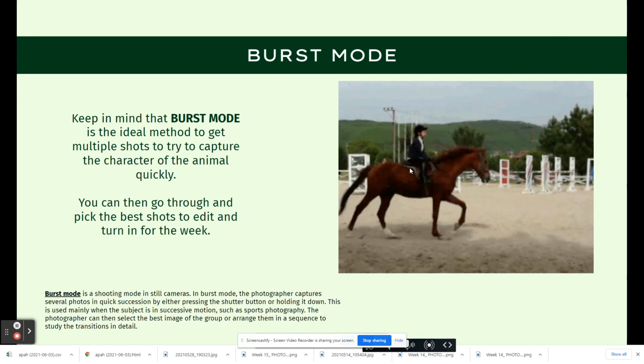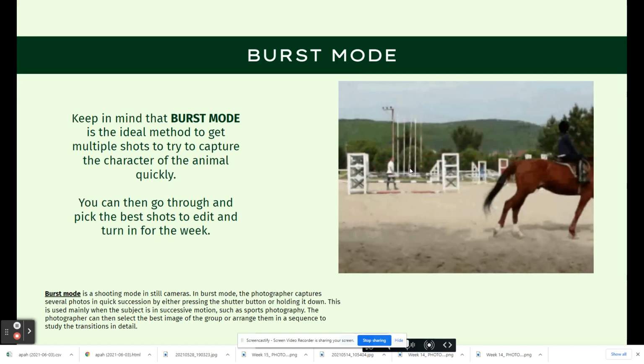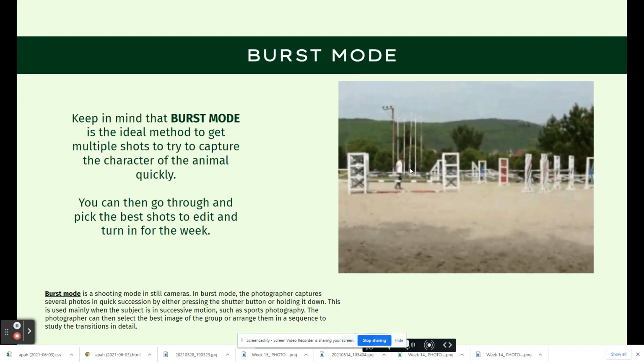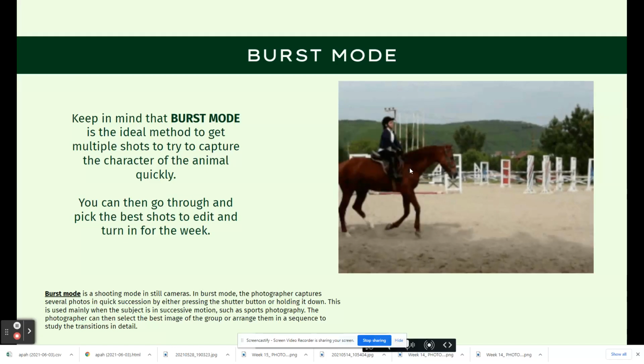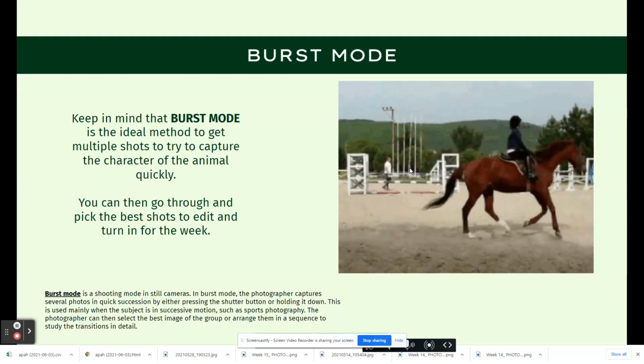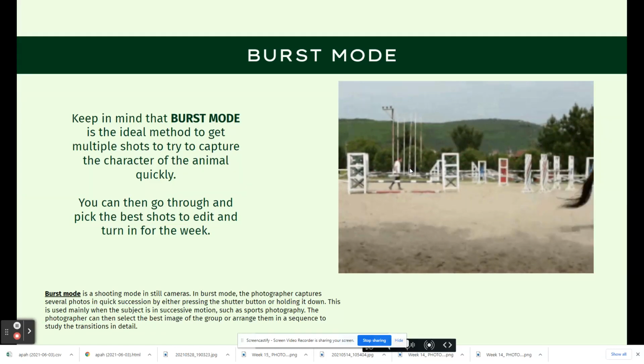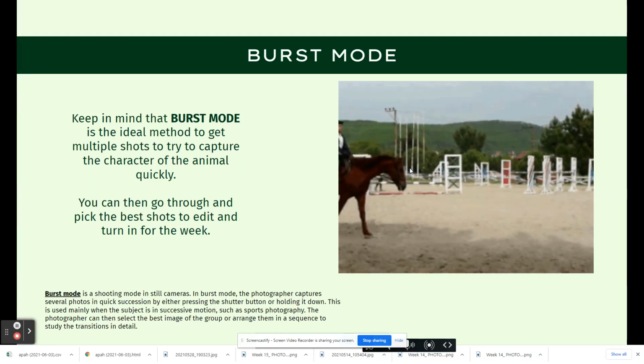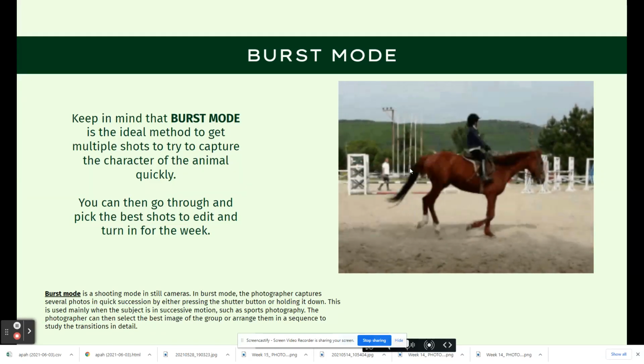And again, burst mode is really the way to do it. If you're around a pet or an animal outside, you might only have a few seconds to capture it. So hit that burst mode, try to get as many shots as possible so you have many to choose from, and then all you need is 5 to turn in.